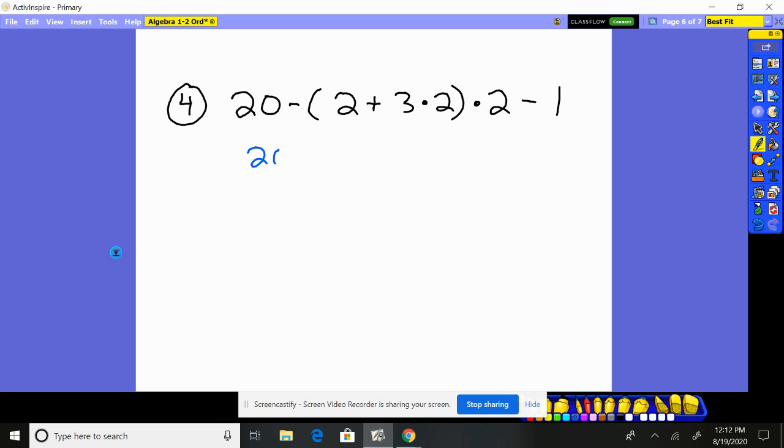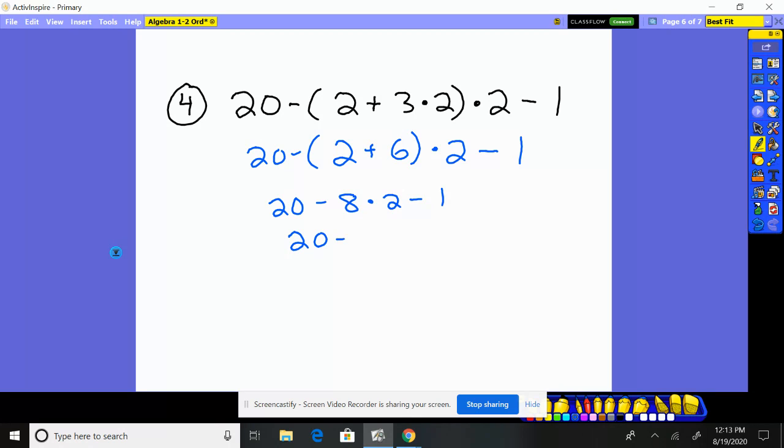So I'm simply going to write down 20 minus, here's my parenthesis, 2. I'm going to go ahead and do 3 times 2 first. That is 6. Times the 2 right here, minus a 1. Still have parentheses. 2 plus 6, we're going to do that first. That's 8 times 2 minus 1. It's very tempting to do 20 minus 8, but we still have a multiplication in the problem. That has to be done next. So 20 minus 16 minus 1.